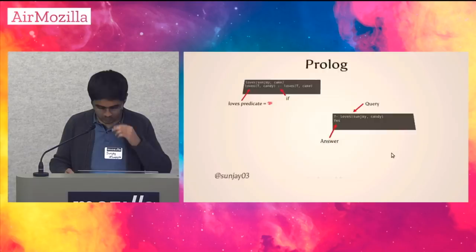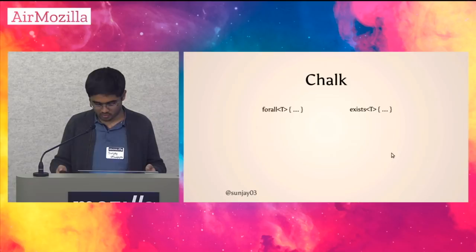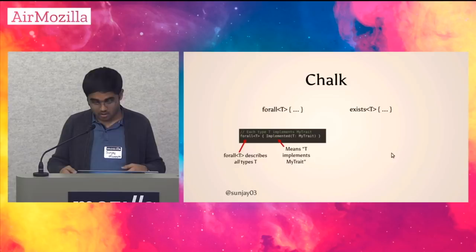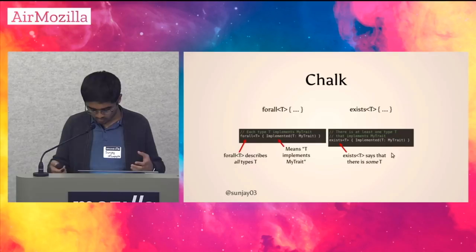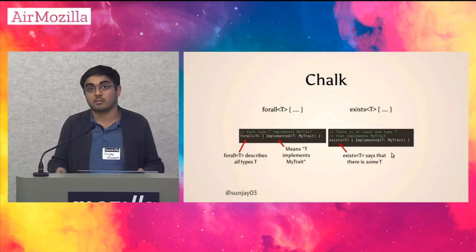Chalk's logical language is actually even more powerful than Prolog on its own. Chalk supports a number of interesting features such as for all and exists. For all means that a given rule is provable for all values of the variable T, whereas exists means that a given rule is provable for at least one value of the variable T. This allows us to express things like each type T implements my trait, or that there is at least one type T that implements my trait.